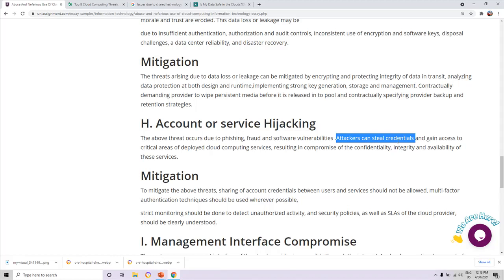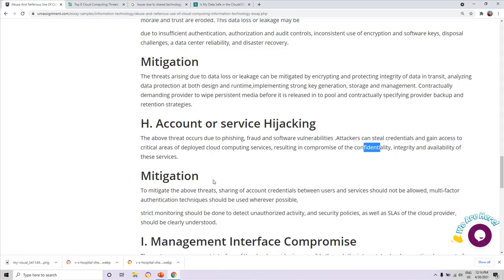Attackers can steal the credentials and gain access to critical areas of deployed cloud computing services. Using the stolen credentials, they are able to access the cloud computing service to which they are not authorized to access, without any permission. This unauthorized access due to stolen credentials results in compromise of the confidentiality. They can access the data, update the data, or destroy the data, so that the availability is affected, integrity is affected, and confidentiality is affected.